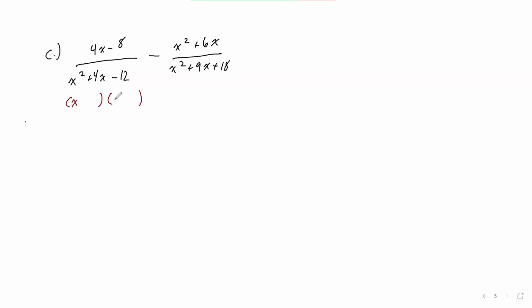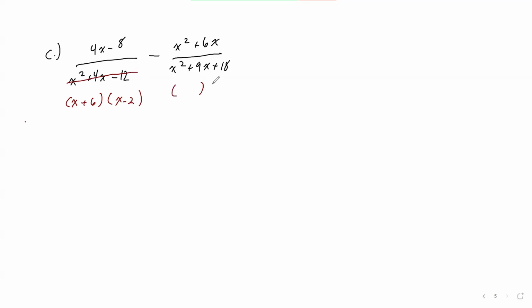Part C had 4x minus 8 over x squared plus 4x minus 12 minus x squared plus 6x over x squared plus 9x plus 18. So I'm going to factor the denominators first. So a trinomial will always factor into two binomials where the leading term will be an x. And then it's got to determine two things that multiply to negative 12 but add up to 4. I come up with 6 and 2. And this would be positive and this would be negative.